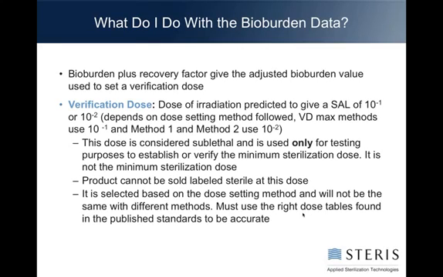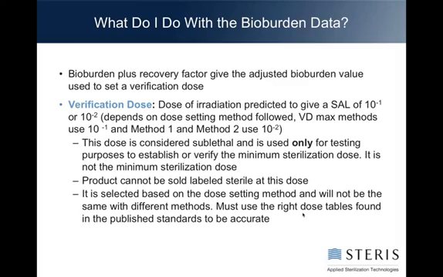Okay, what do I do with all this bioburden data that you're going to make me collect? Bioburden plus recovery give you that adjusted value for the bioburden, so you can set your verification dose. Your dose of irradiation predicted to give you either a sterility assurance level of 10 to the minus 1 when we start talking about VD max methods, or 10 to the minus 2 when we're talking about either Method 1 or Method 2, is important because that is your pass-fail test, that sterility test. So the accuracy of that dose is important.